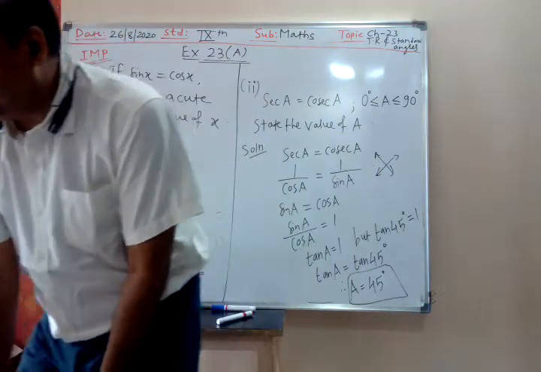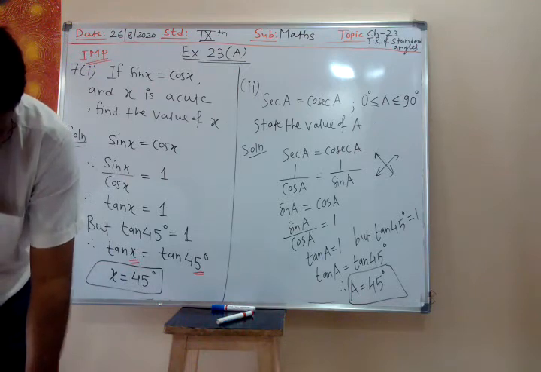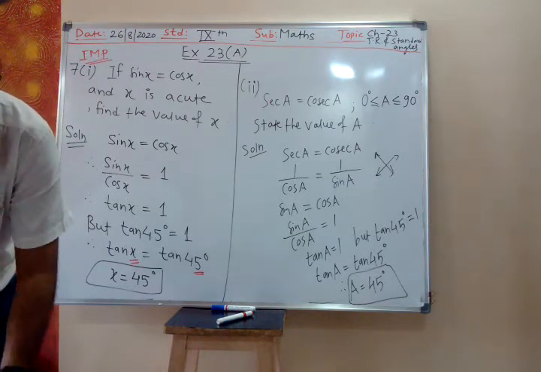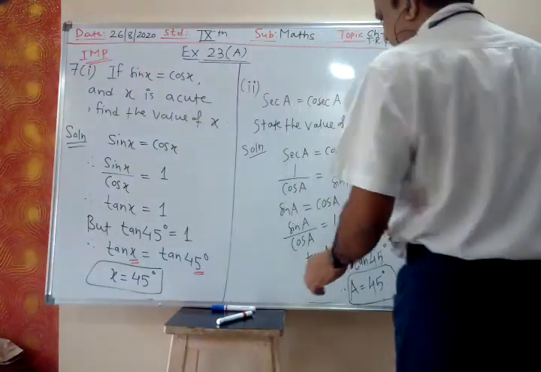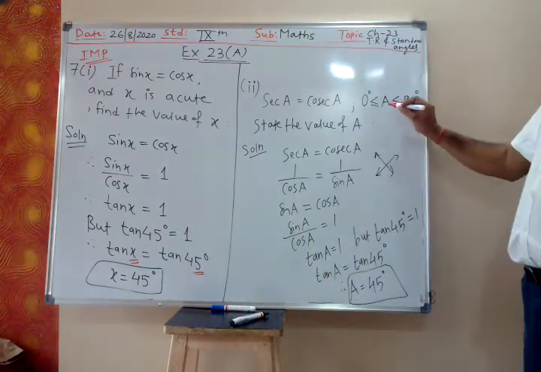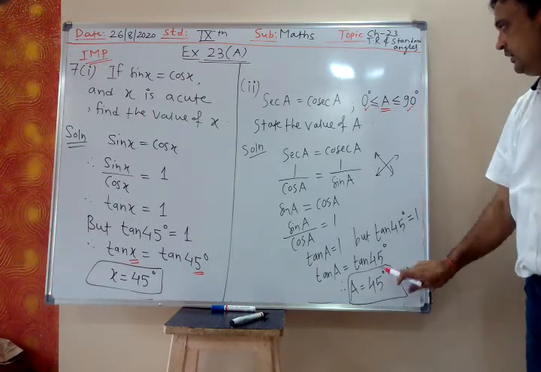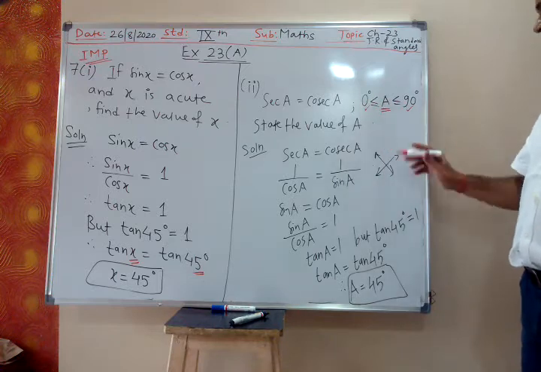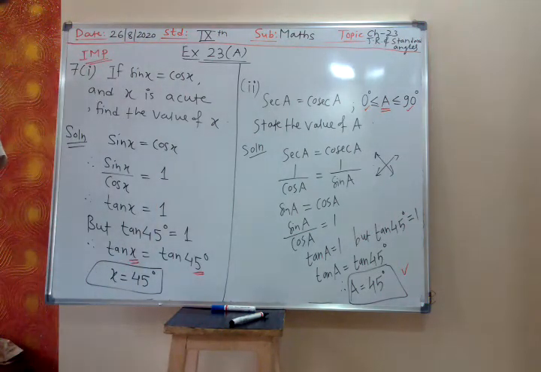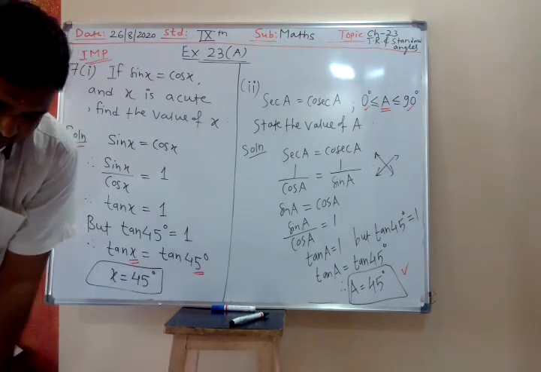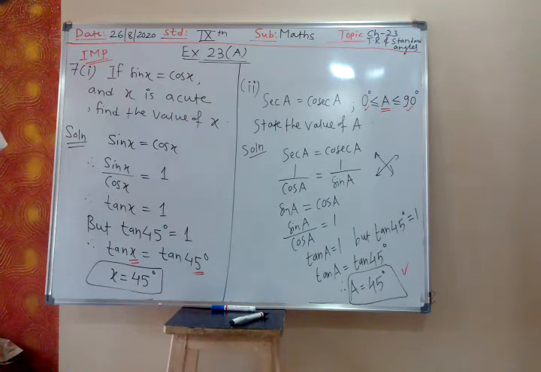So this type of problems are important, where it is asked to find the value of angle theta or angle. See, this says that the value of angle A lies between 0 degree and 90 degree. Now we are getting A as 45 degree and 45 degree lies between 0 and 90. So my answer is correct. That is the condition given, that the angle A must lie between 0 degree and 90 degree.